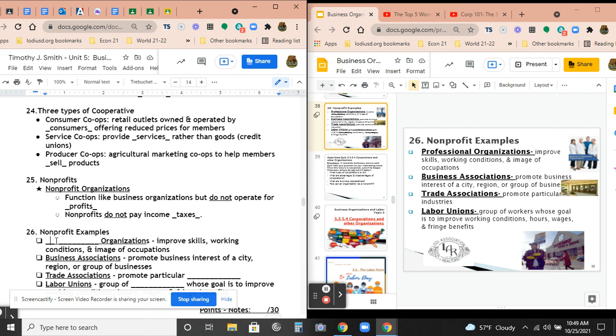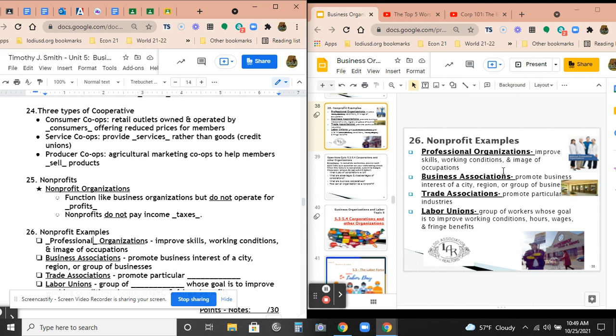Professional organizations like the American Bar Association, the California Teachers Association, NEA, the National Education Association, whose goals are to improve the skills, working conditions, and image of its occupations. You also have CIO, AFL, Teamsters, to name but a few. And those last ones are union organizations as well.